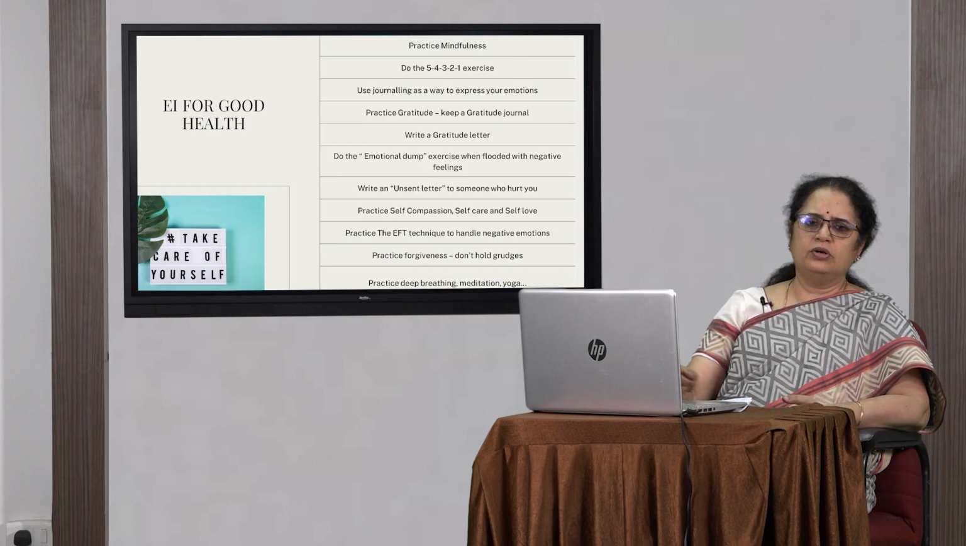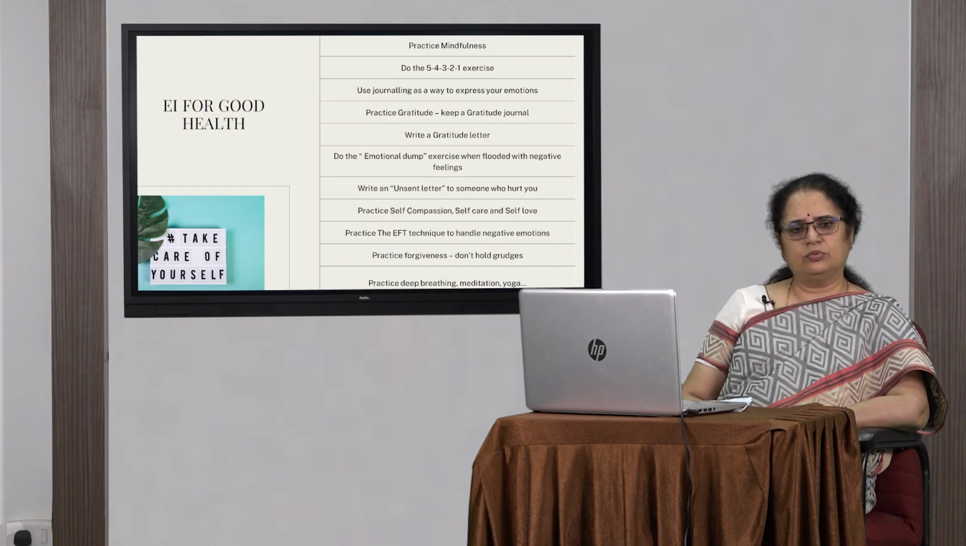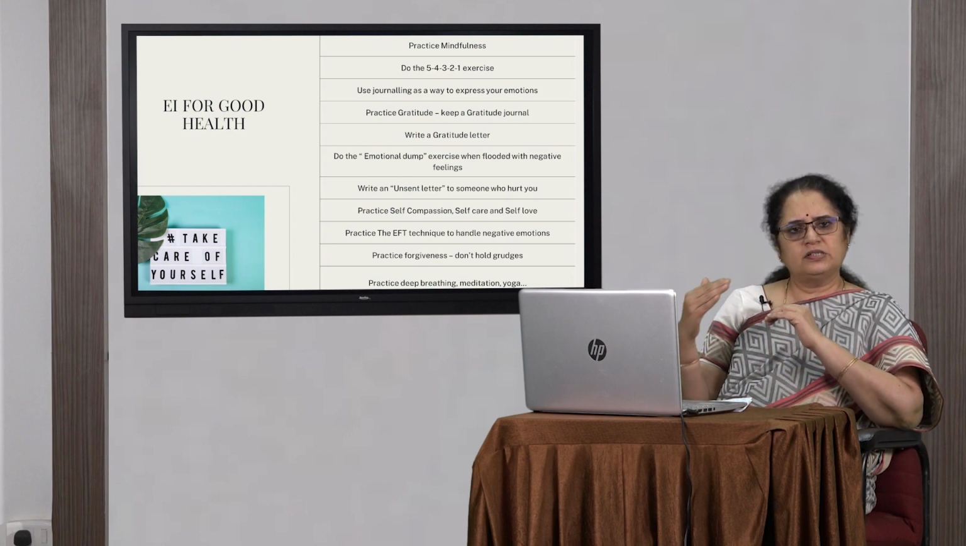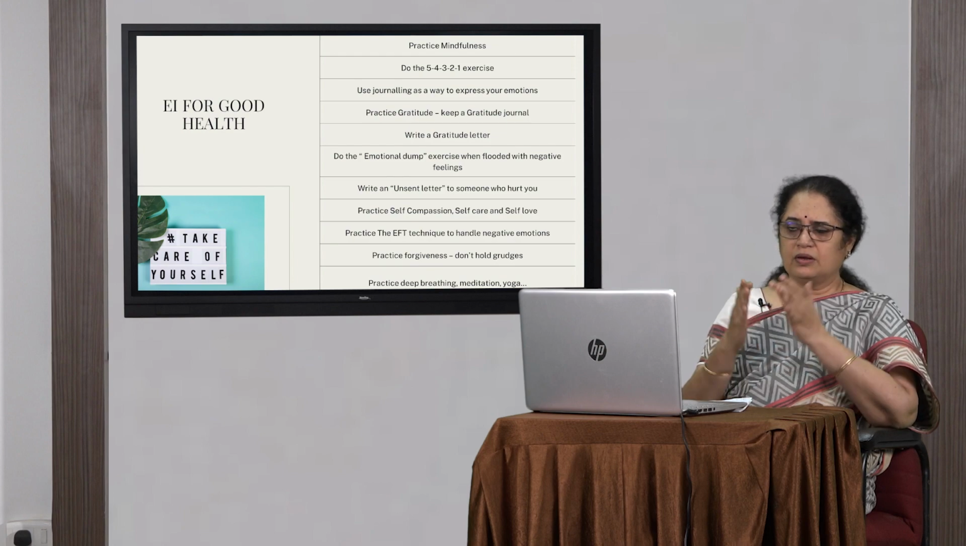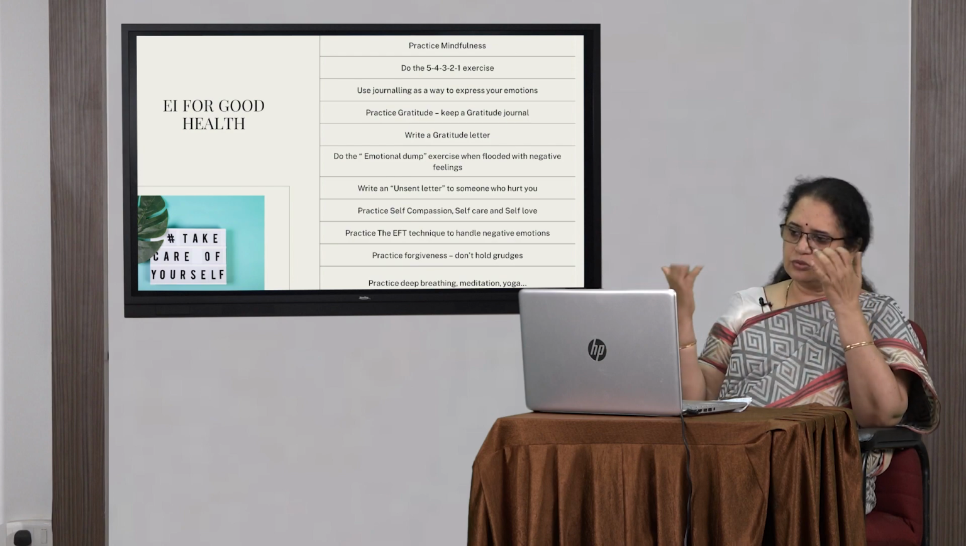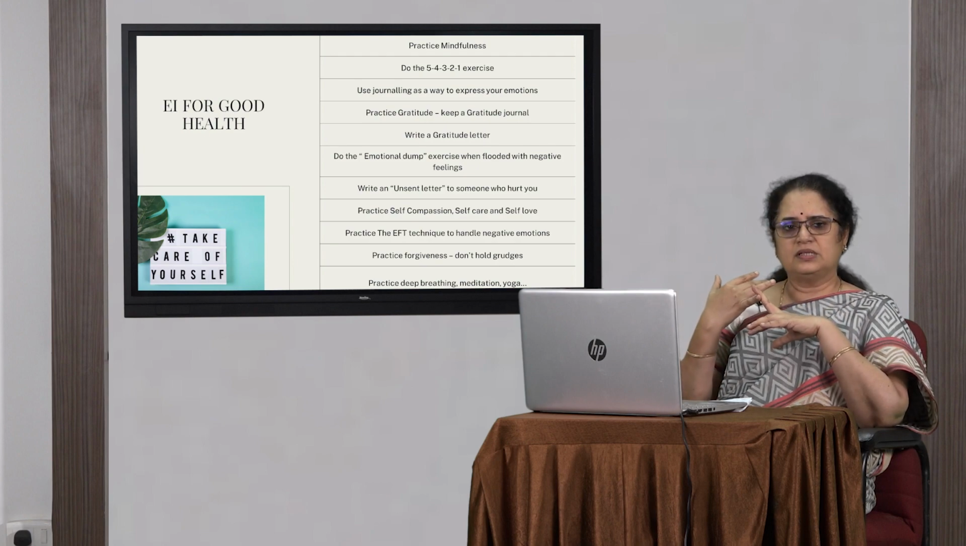Right. So for good health, there are many things that we can do. Emotional intelligence: if it is high, our overall holistic well-being is better, right? So what all things can we do for our good health? How can we use our EI for good health? You have so many things, and these are things that you can note down and search up on the net.